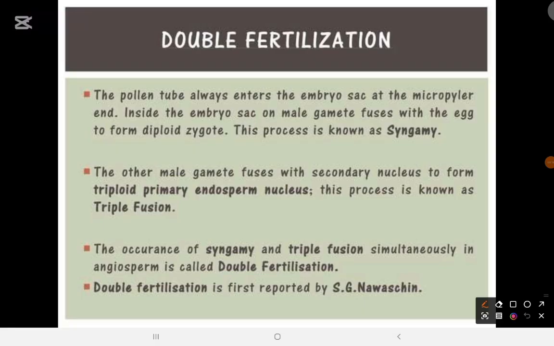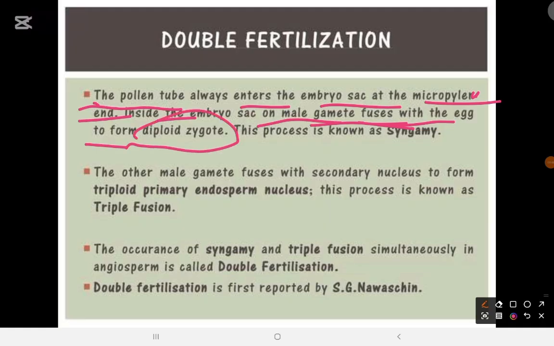Why? Because there are two fertilizations taking place. Number one, the fusion of the egg cell and the sperm cell to form the zygote. And number two, the second fertilization is the fusion of the second sperm cell with the polar nuclei. So we said the pollen tube enters the embryo sac at the micropyle. Inside the embryo sac, the male gamete fuses with the egg cell and forms a diploid zygote. This is syngamy. Is that okay?